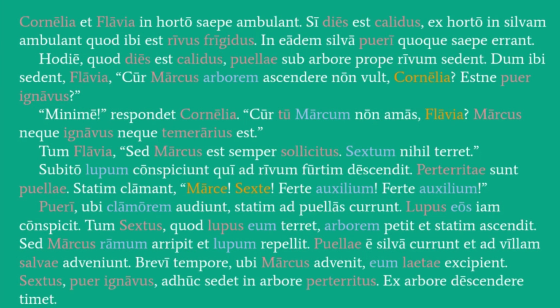Sextus puer ignavus adhuc sedet in arbore perterritus. So Sextus, the cowardly boy, is still sitting in the tree, in arbore, perterritus, terrified, right? It's describing Sextus. He's still up in that tree, and he's terrified of the wolf, so he hasn't come down yet. Ex arbore descendere timet. Here's our last complementary infinitive. Descendere timet. He's afraid, meaning Sextus, timet. He's afraid to climb down. Descendere, ex arbore, out of the tree. So he's afraid to climb down.